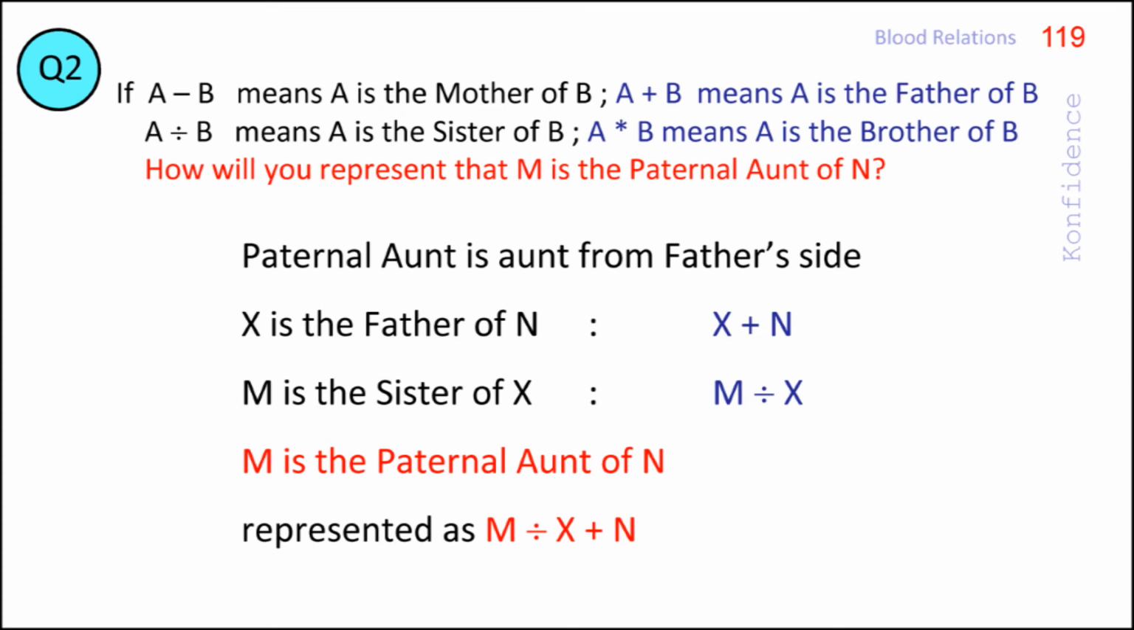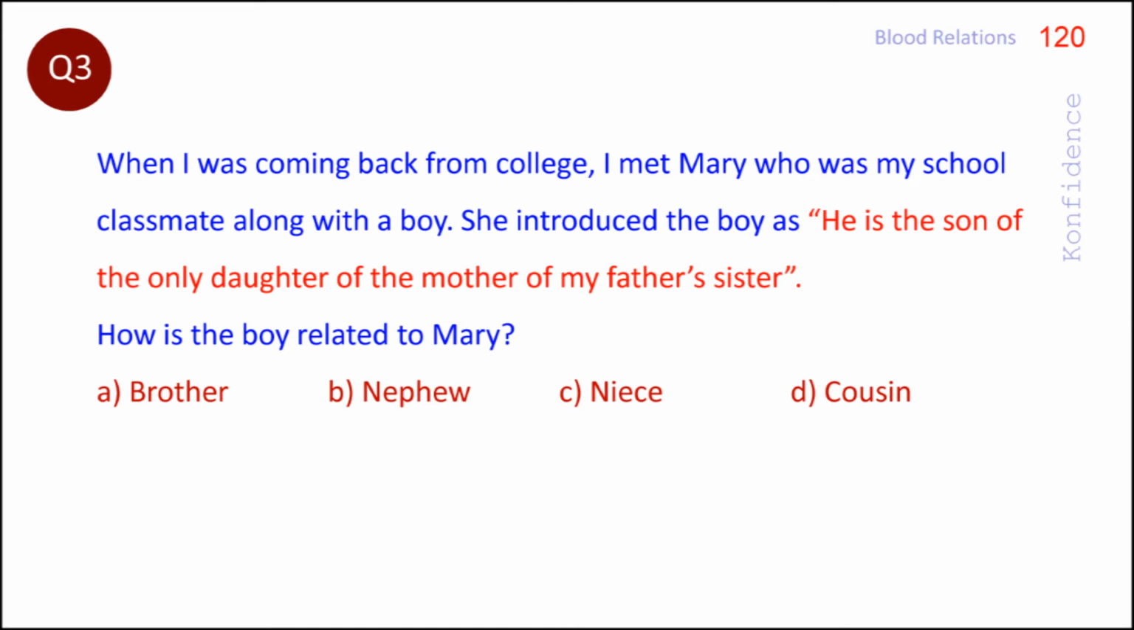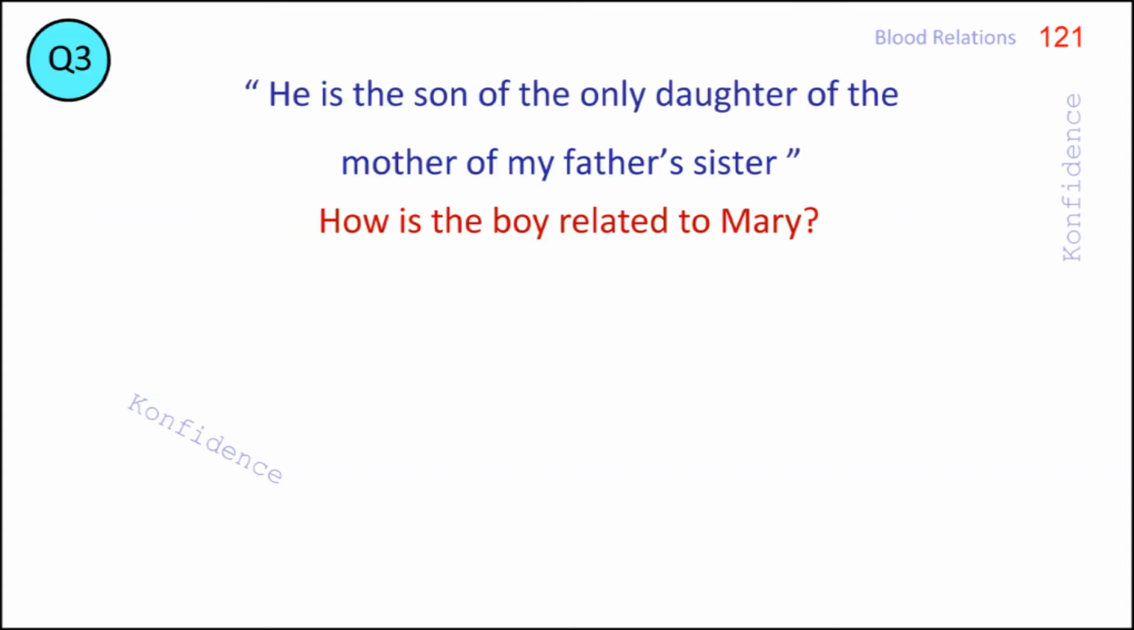Let us look at some more questions. This question is similar to the first question Q1 in the sense that a relationship is given in a roundabout fashion. Mary introduces the boy as son of the only daughter of the mother of my father's sister. In this question, we need to find the relationship between Mary and the boy concerned. The first step is to pinpoint the intermediate relationship through which the long-drawn relationship can be established between the required persons.